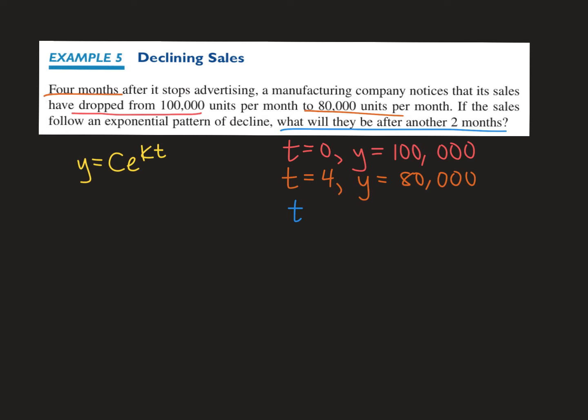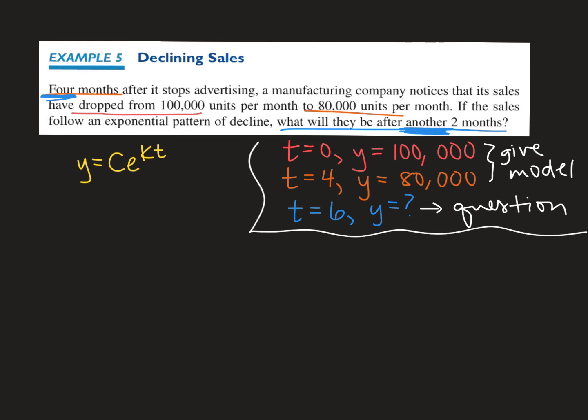So t is not 2, it says another 2 months. When t is 6. All right, 4 months, another 2, there we go. What is y? So just so we're completely aware, these 2 pieces of information are going to give us our model. They're going to solve for c and k. Then this is the question that we want to use our model to answer.